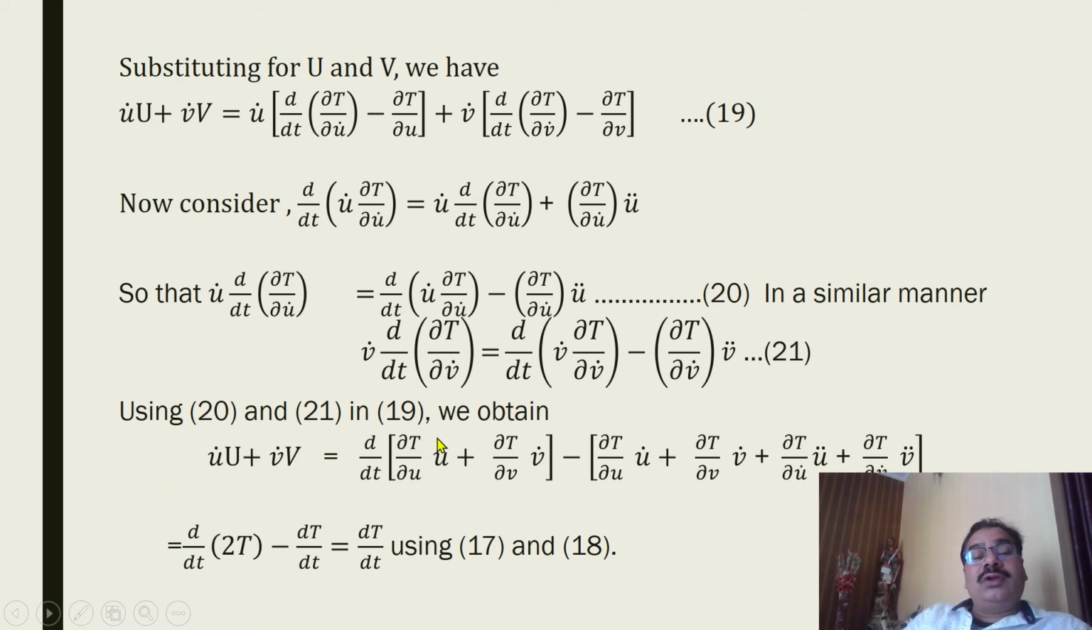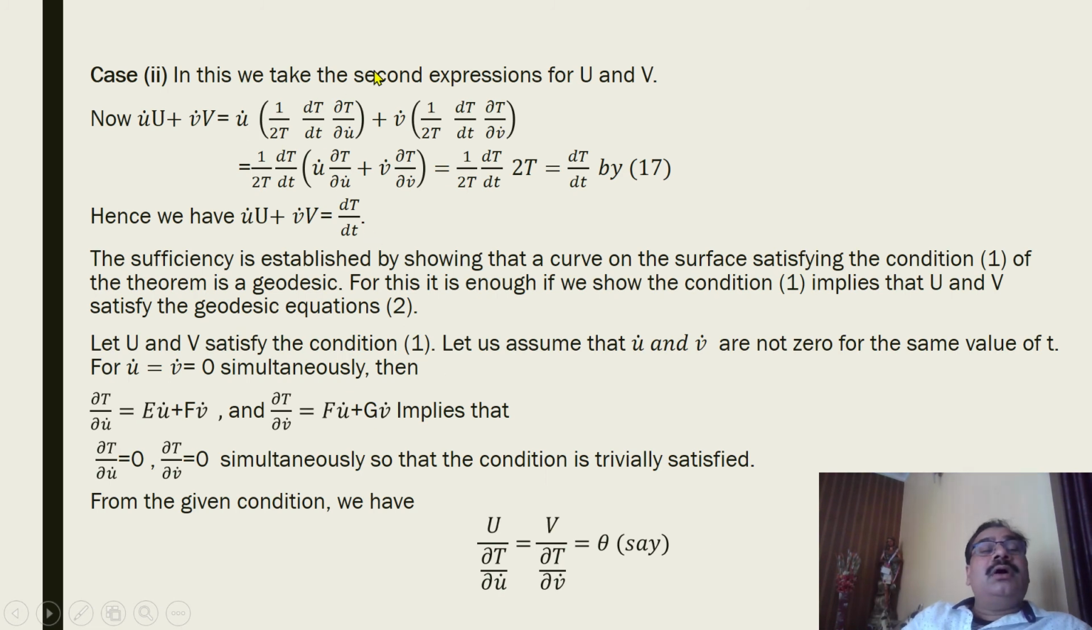Using 20 and 21 in 19, you may be in a position to obtain u dot capital U plus v dot capital V is equal to d by dt of 2 capital T minus d capital T by dt, which is equal to d capital T by dt using 17 and 18. Now, in the second case, we take the second expression for U and V, and we may prove that u dot U plus v dot V is equal to d capital T by dt by 17. Hence, we have this expression.